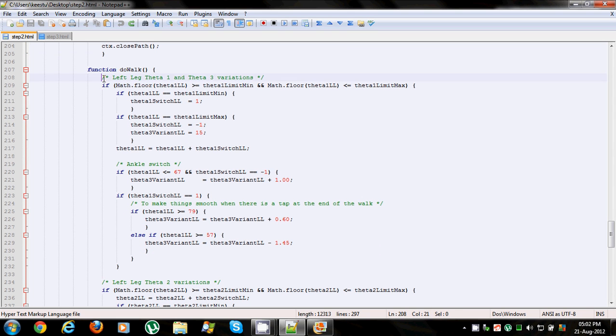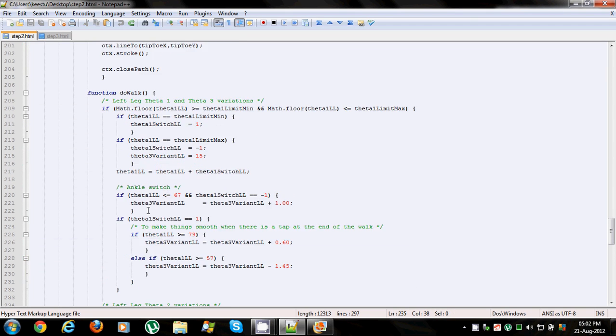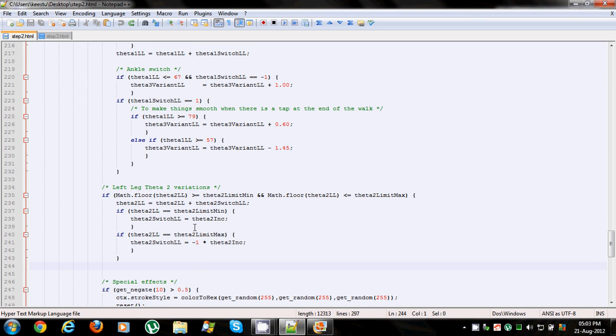Now the left leg variations, theta 1 and theta 3, are done together. I am joining the hip bone and the bottom tap. That is, there will be a tap on the front tip toe. That will be combined with theta 1; theta 2 is separate. For the theta 2 variation, I am just changing theta to switch from minus 1 to plus. So I just keep on incrementing theta 2's leg length. LL means leg length. It just varies from min to max.